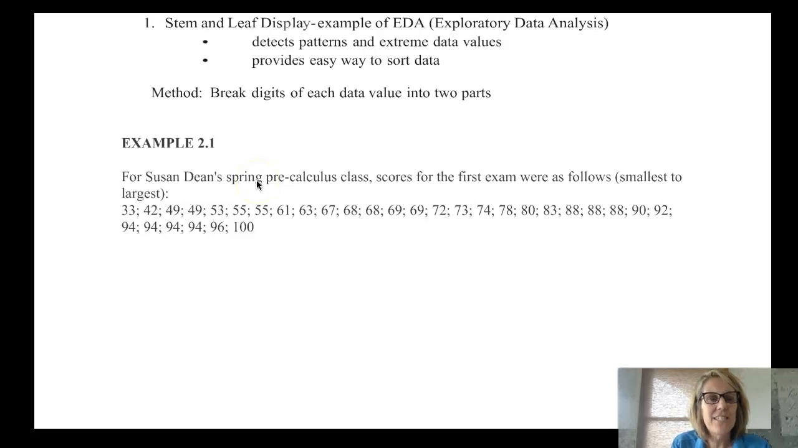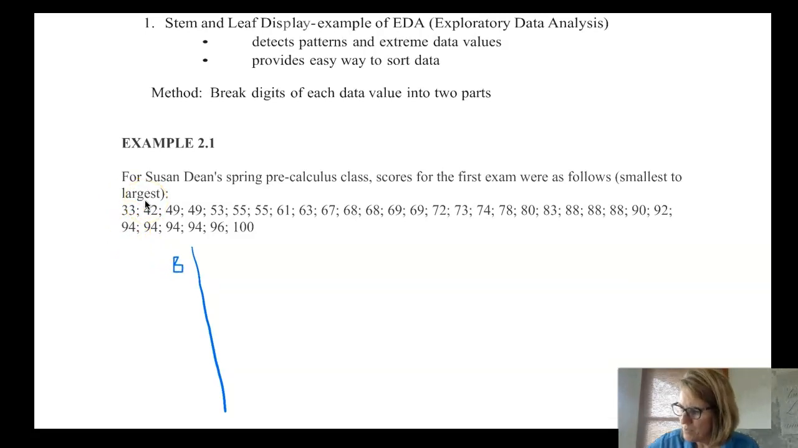So now all of our digits, they range from 33 to 100. So we're going to break the digits so that the tens place value is going to be our stem and the ones place value will be our leaf. So what we do is we draw a straight line, and on the left-hand side here we write in our possible stems. So for any number in the 30s, the stem would be a 3.